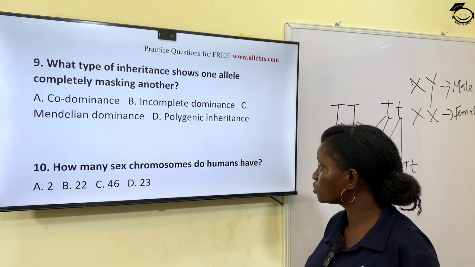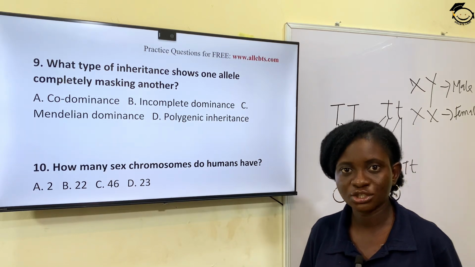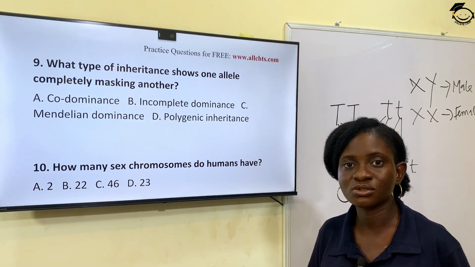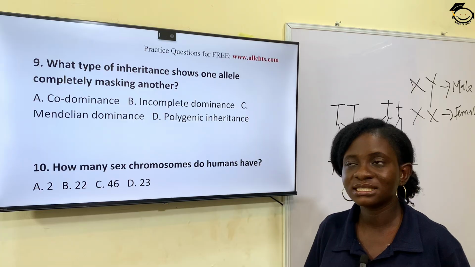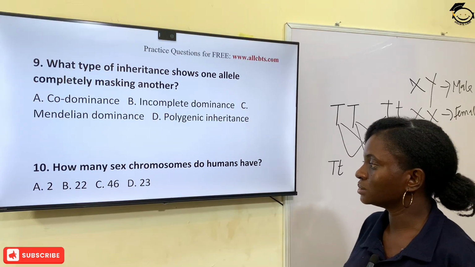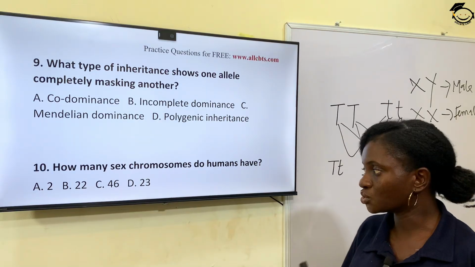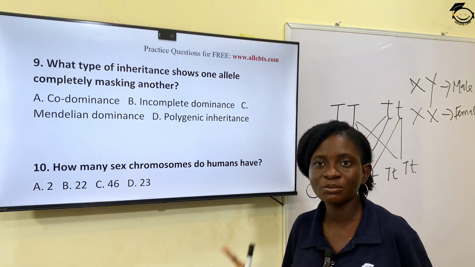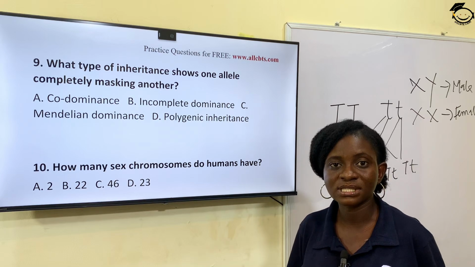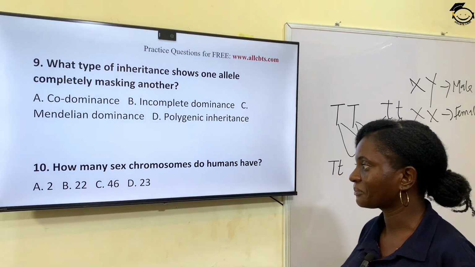How many sex chromosomes do humans have? During the course of the lecture, we made mention of humans having 23 pairs of chromosomes. I said 22 pairs are autosomes, while one pair is known as the sex chromosome. So one pair, that's times 2, that's 2. Option A, 2. Option B, 22. Option C, 46. And option D, 23. Option A, 2 is the correct answer.